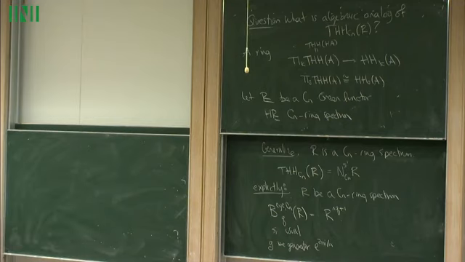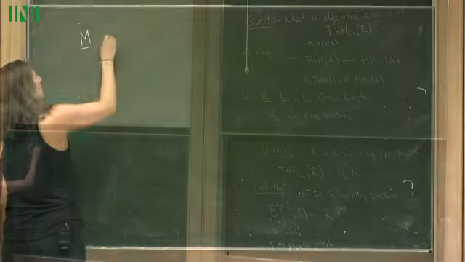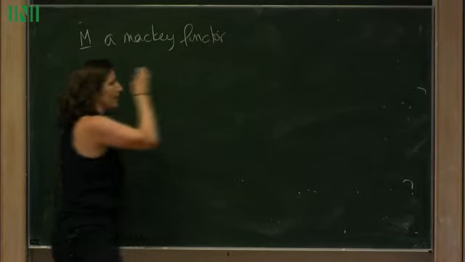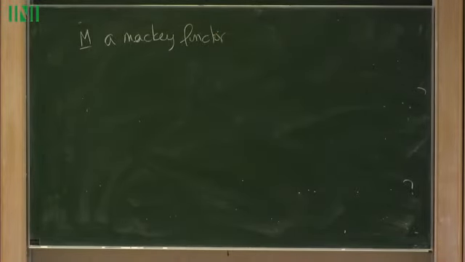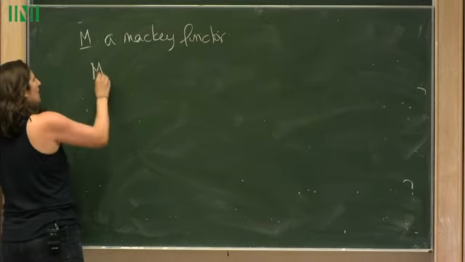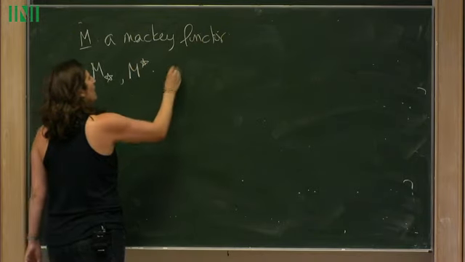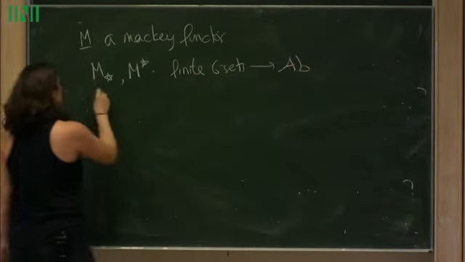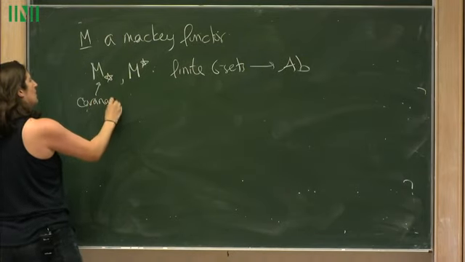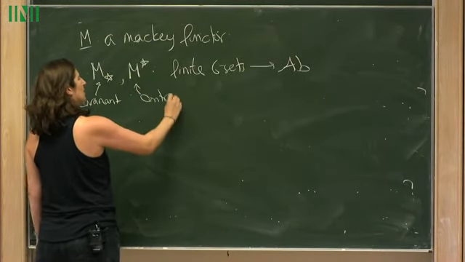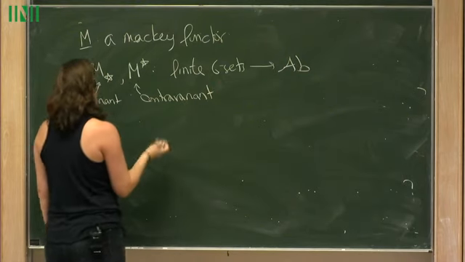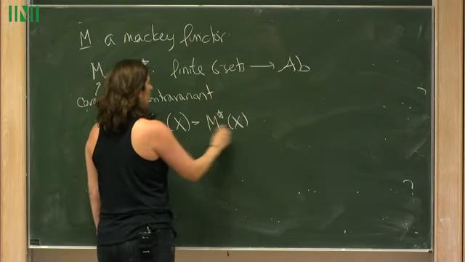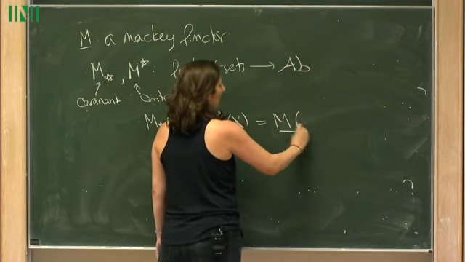Okay, so let M be a Mackey functor. What does that mean? Roughly, one way to think about Mackey functors is to say that we have two functors, M lower star and M upper star, from finite G-sets to abelian groups, where one of these functors is covariant and one is contravariant, and the values have to agree on objects. On objects, we call that M lower bar of X.